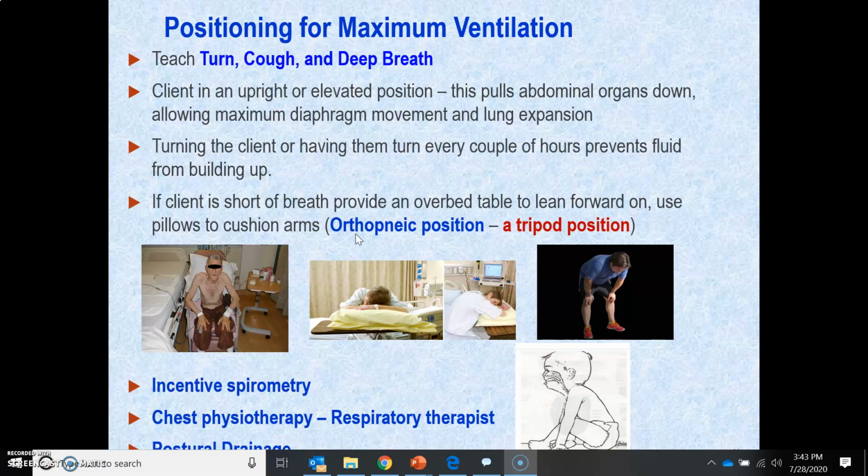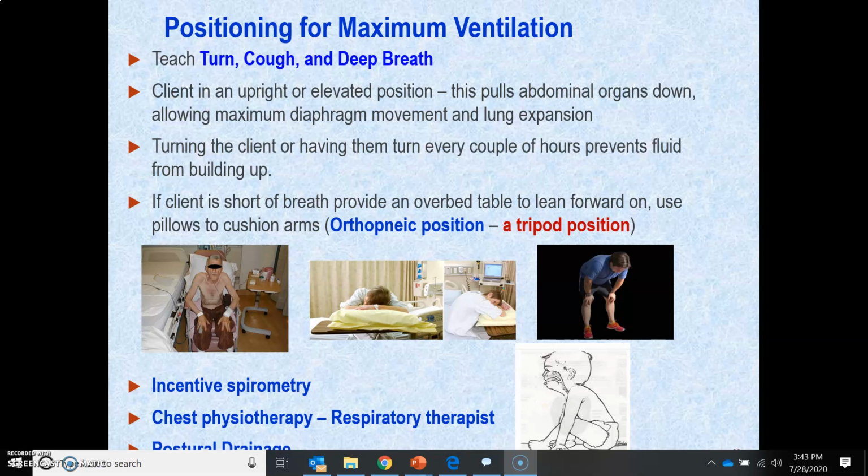Positioning is very important for ventilation and oxygenation. We need to make sure our people are in a position where they can mechanically breathe and go through the process of gas exchange. So we need to teach our people, regardless of whether they've had surgery or not, to turn, cough, and deep breathe. That's just good pulmonary hygiene.